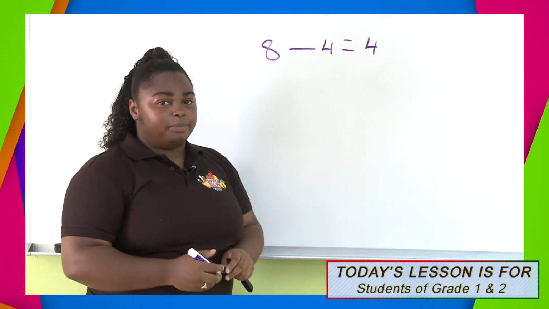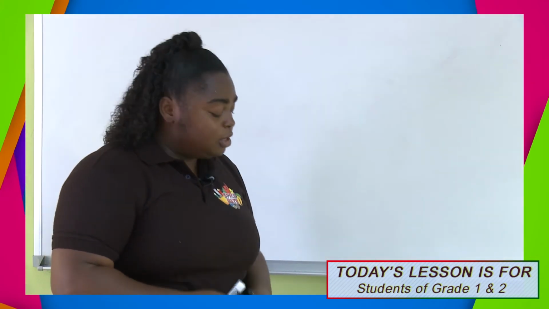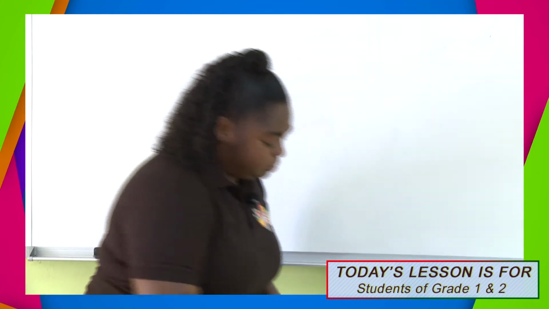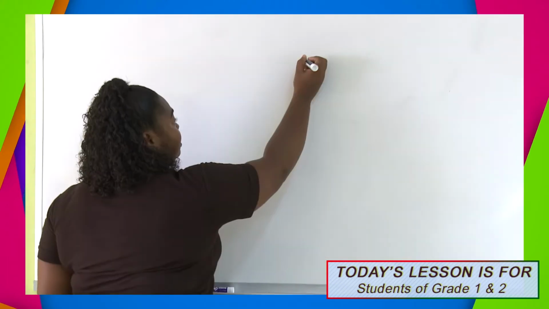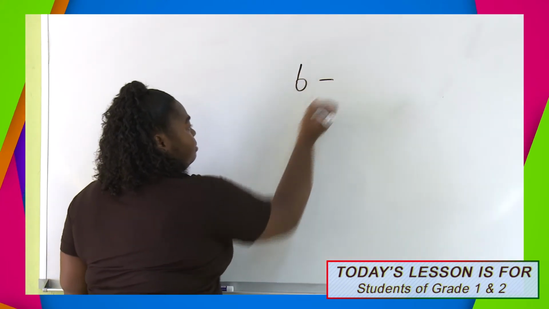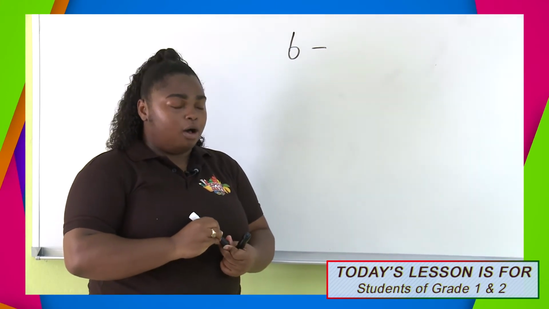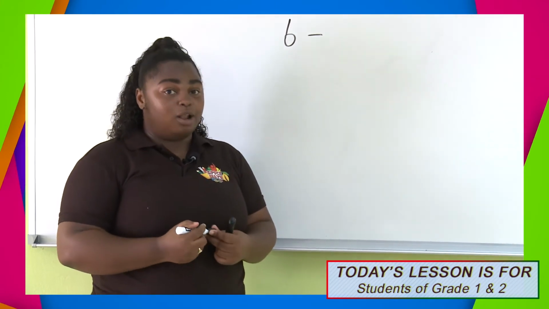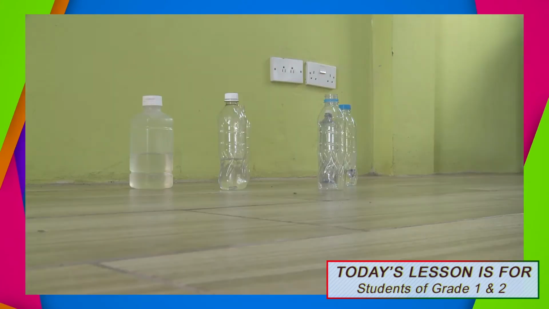Let's do another example. Now I want to change my equation up a little, so I'll take out 2 bottles. Now, by removing these 2 bottles, I have a different number. Now I have 6. So 6 minus. Now Mr. Philip will roll a ball. This time we're using a smaller ball to see how many bottles Mr. Philip can knock down.